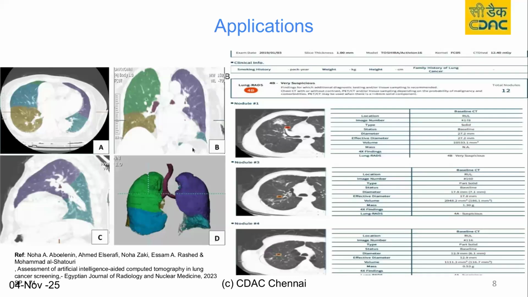So coming to CT scans, you will have a 3D image of the lungs. These are slices of the 3D images, in which you will be able to detect nodules by a bounding box. So you can train AI models to detect these nodules.